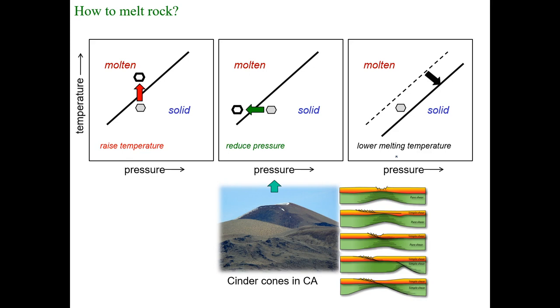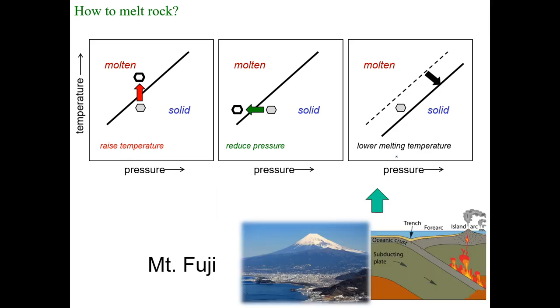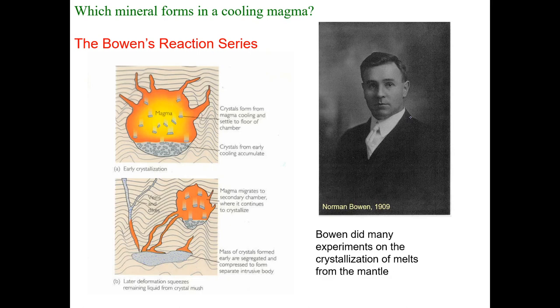depressurization volcanoes. Okay, depressurization is also how we have melting at mid-ocean ridges, which we'll talk a lot about in this class. Lowering the melting temperature happens at all island arc subduction zone areas. So Mount Fuji, for instance, this volcano formed by lowering the melting temperature. And actually it lowers the melting temperature by introducing water into the mantle. Okay, so I hope that makes some sense to you all.